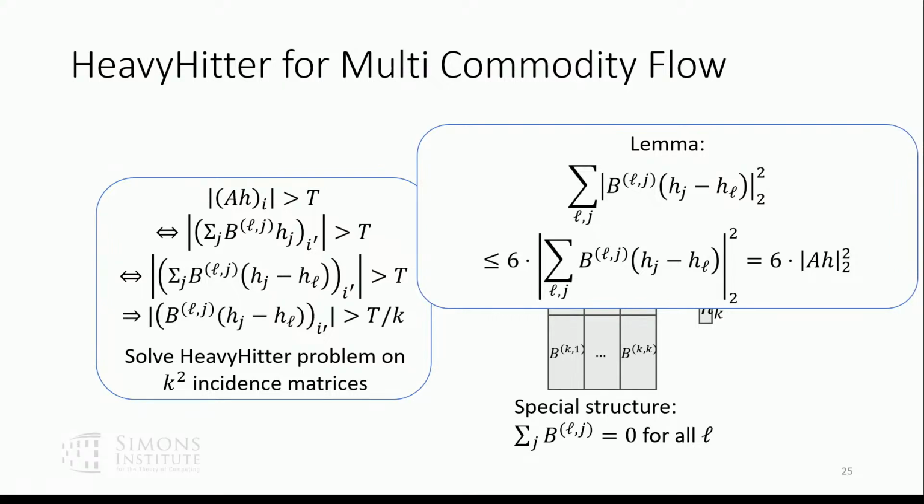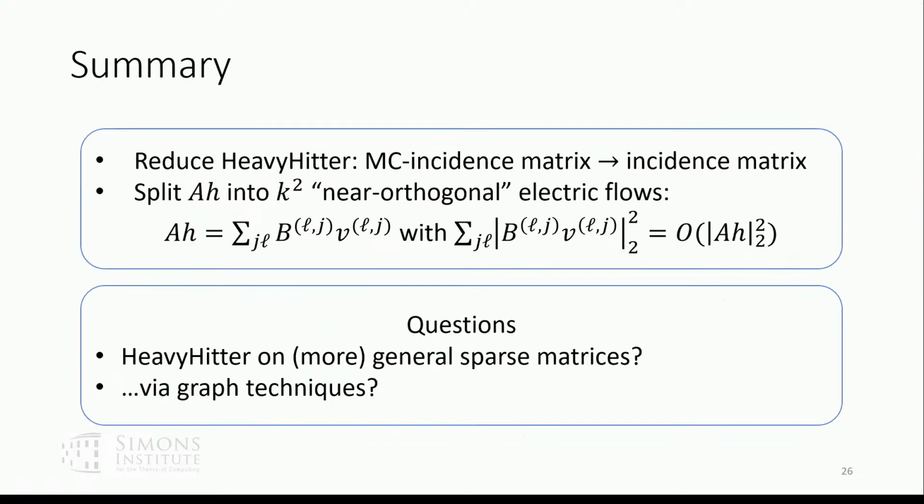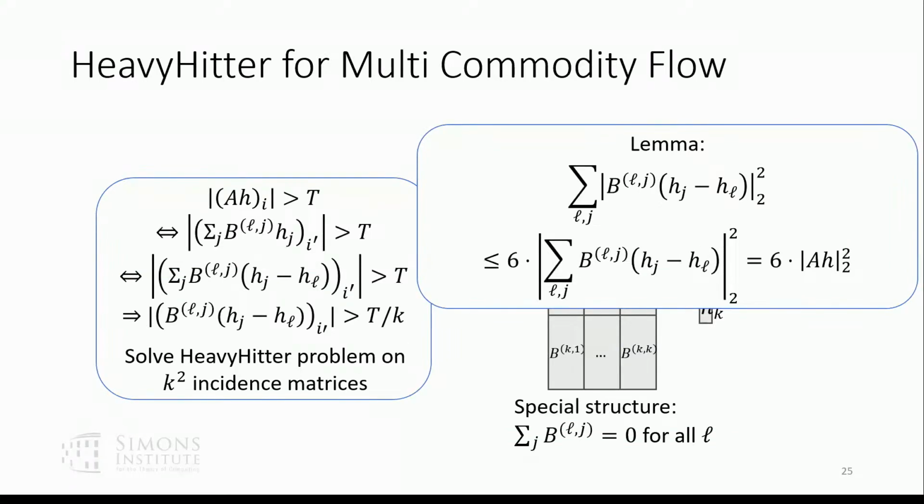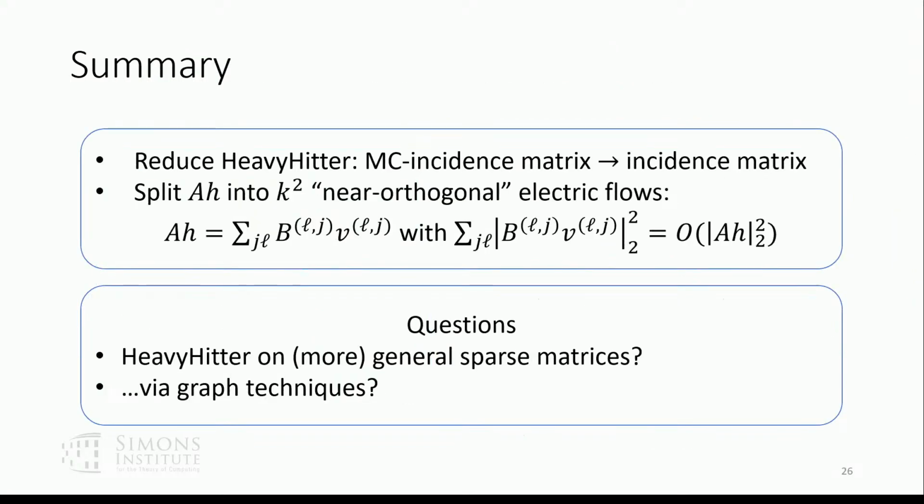So it's like a page of calculation that I'm not going to include here in this talk. It follows from, assuming I didn't make an error in defining the matrix, but it would follow from this here. So the summary here is the heavy hitter task on this more dense multi-commodity incidence matrix where you have k non-zero entries can be reduced to regular incidence matrices. And that's done by splitting this original product of A times H into k square almost orthogonal electric flows.